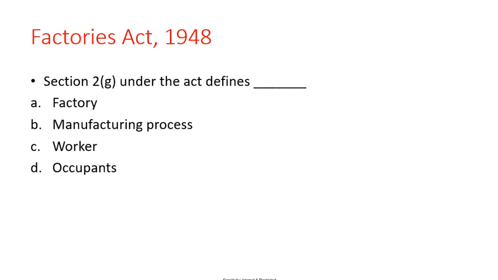Next question. Section 2(g) under the Act defines which option: factory, manufacturing process, worker, occupant. Correct answer is manufacturing process.